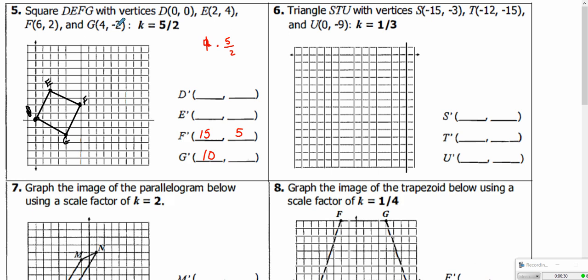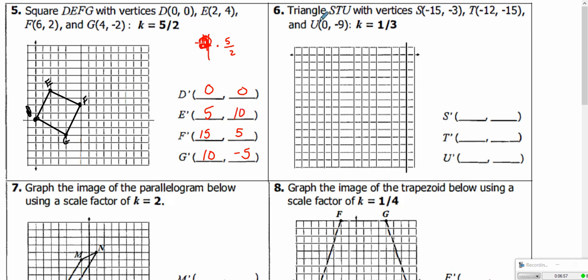Negative 2. Negative 2 times 5 is negative 10. Negative 10 divided by 2 is negative 5. Go back up to the top. 0, right? Put a 0. 0 times 5, well, it's just going to be 0. Then 2, right? 2 times 5 is 10. 10 divided by 2 is 5. And then 4. 4 times 5 is 20. 20 divided by 2 is 10.